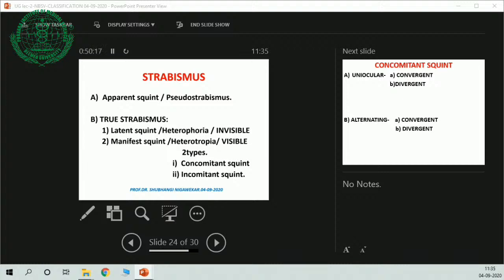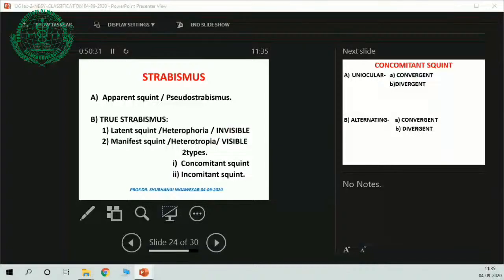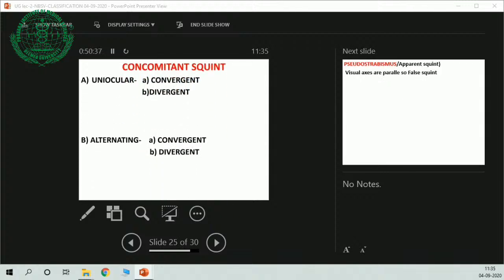Now you must be knowing that here there is deviation, but the size of deviation remains the same in all gazes. This is the comitancy which is absent in the incomitant, and you can remember this slide. Now, this comitant squint can be uniocular, convergent or divergent, or alternating, that we have discussed.